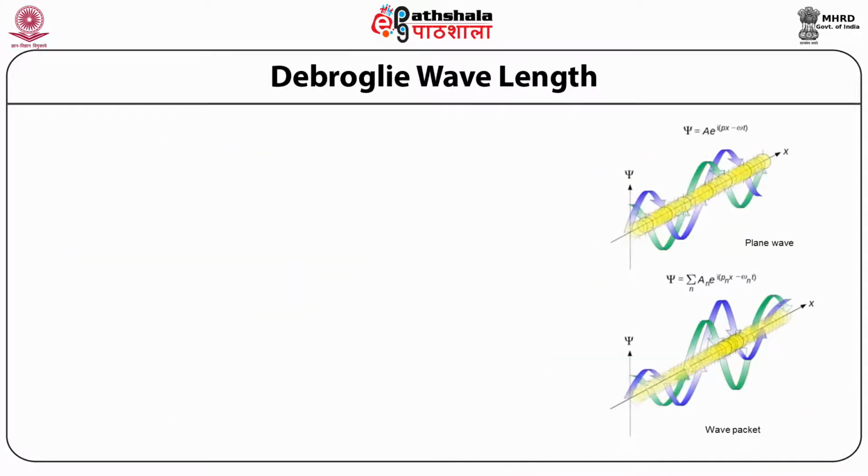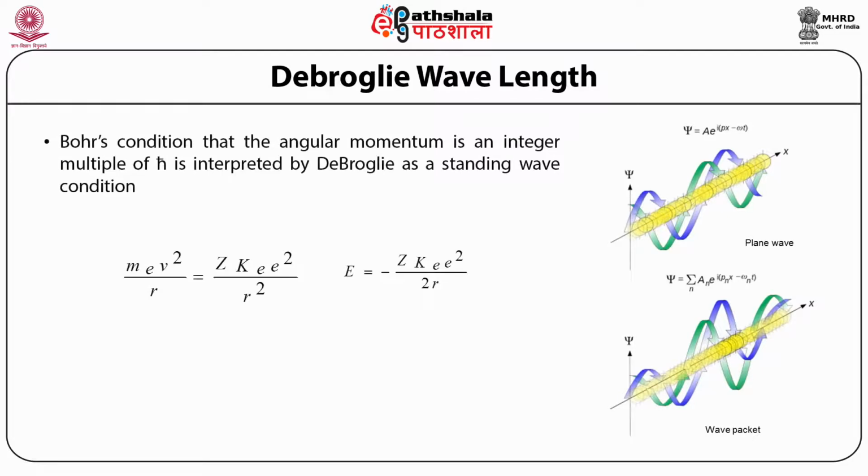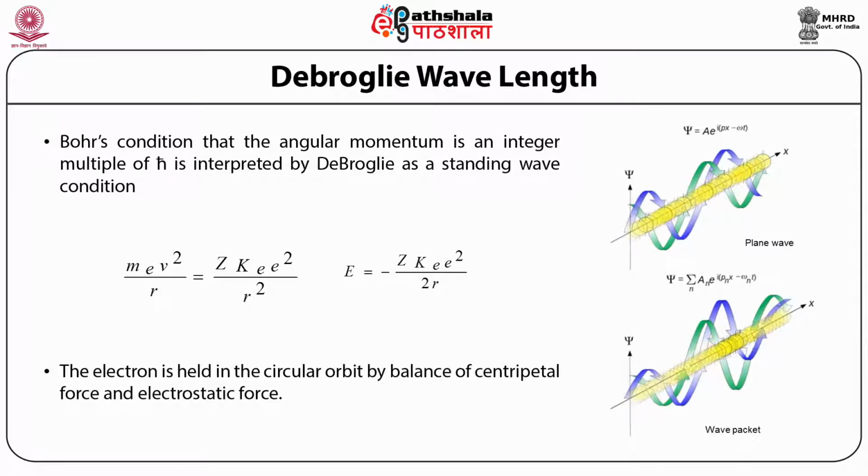What is the de Broglie wavelength? The condition that angular momentum is an integer multiple of h cross was interpreted by de Broglie as a standing wave condition, like m v square upon r equal to Z ke e square upon r square, or the energy of each orbital is given as Z ke e square upon 2r, and the electron is held in a circular orbit by the balance of centripetal force and electrostatic force.